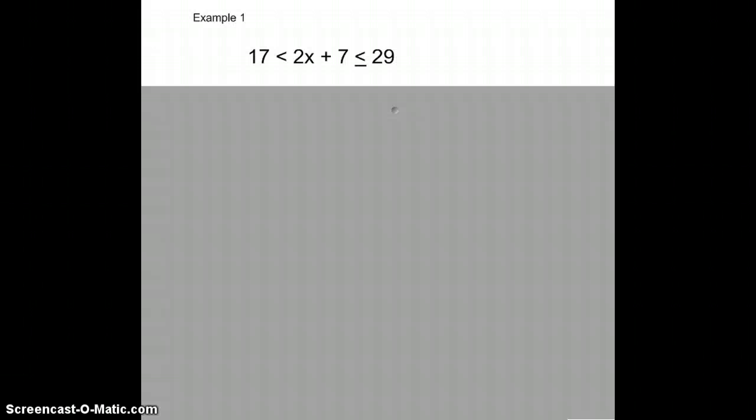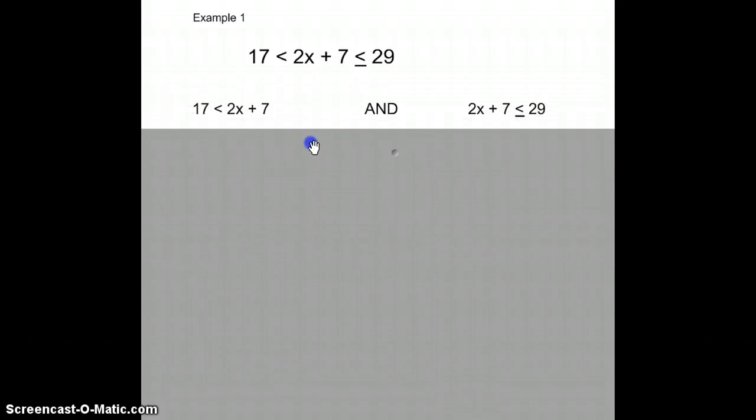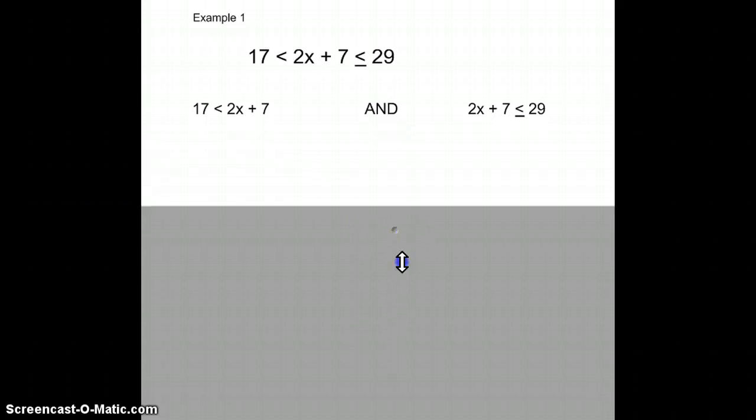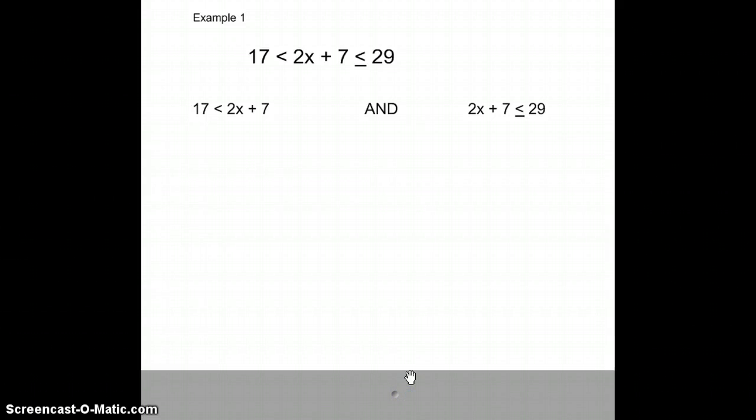If we take a look at our example 1, we've got 17 less than 2x plus 7, which is less than or equal to 29. One way to think about this is we really have two inequalities. So it's 17 less than 2x plus 7 and 2x plus 7 is less than or equal to 29. We're going to solve and we'll graph these.